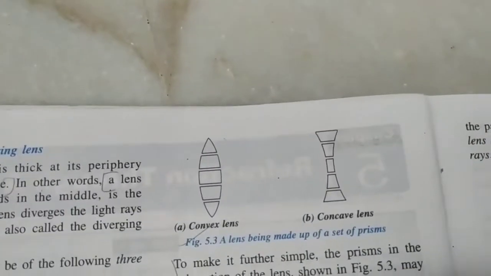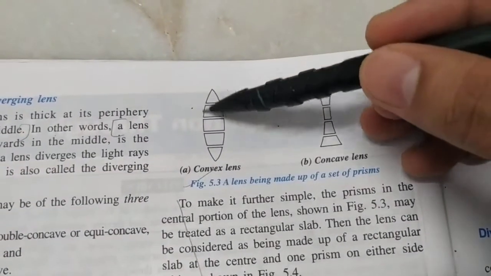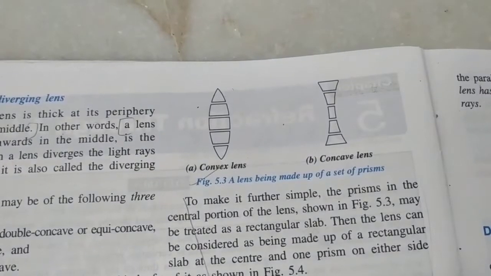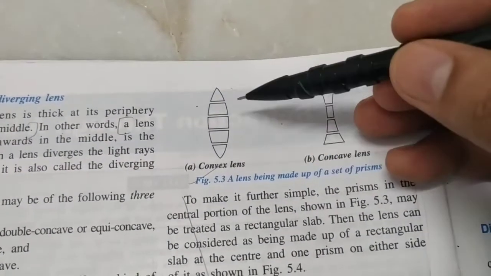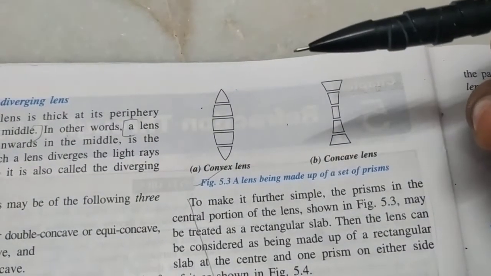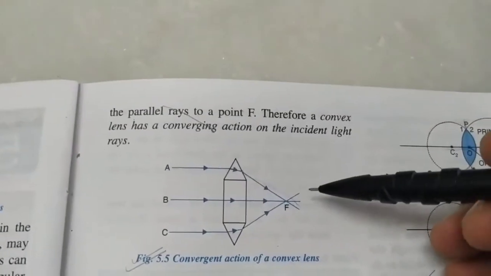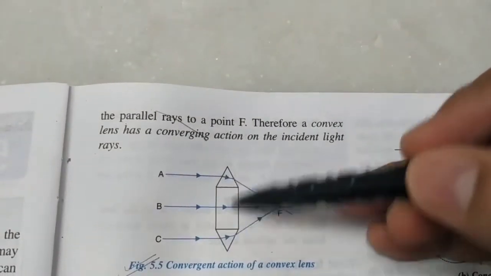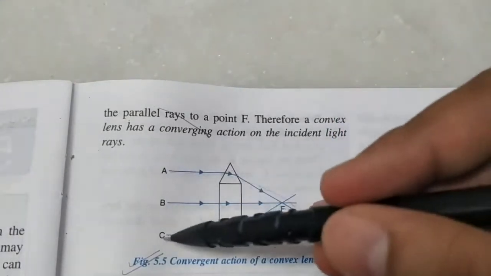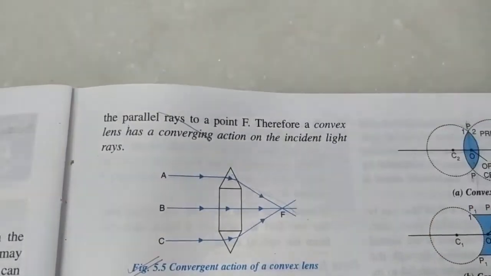Now the action of the prism can be considered when we consider the lens as a combination of various prisms. The lens can be broken up into different prisms to study how refraction takes place through the lens. For example, a convex lens can be considered as a combination of two prisms and a rectangular glass slab. So here the ray of light bends towards the base, here also it bends towards the base. So that explains why there is a converging action here.